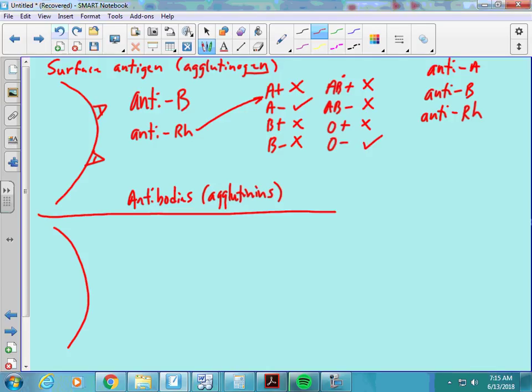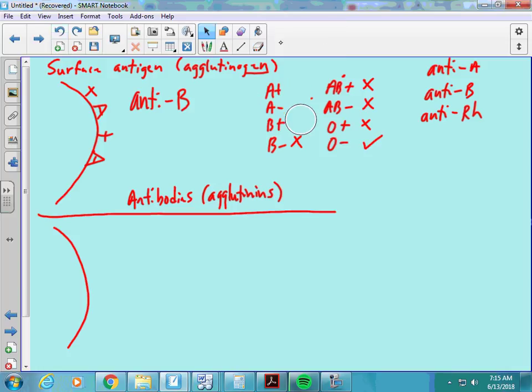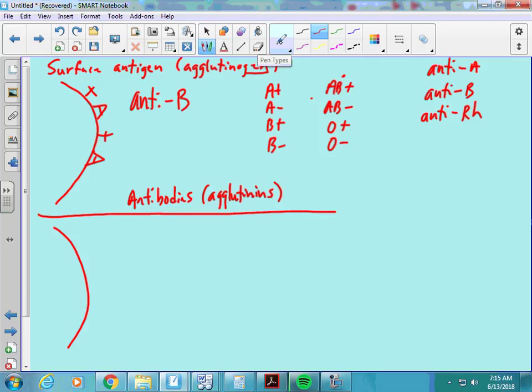If this person was A positive, they would still have the anti-B, but now they can't have the anti-Rh. So for them, A positive, there's no anti-A, there's no anti-Rh. Sure. A negative, sure. B positive, no, because of the B. AB positive, no, because of the B. AB negative, same thing. O positive, yes. O negative, yes.